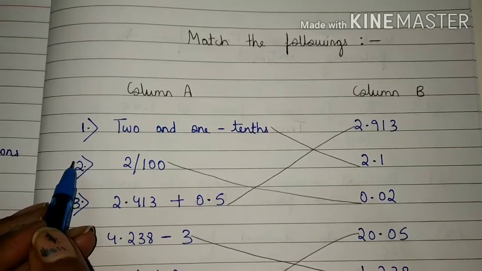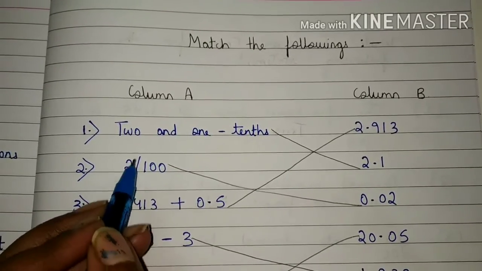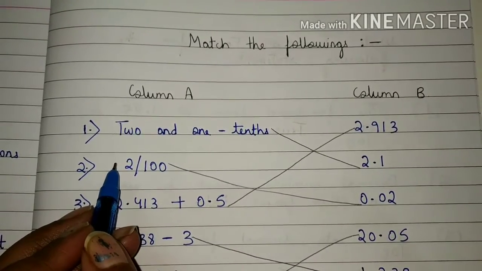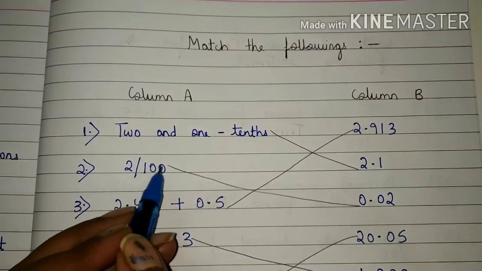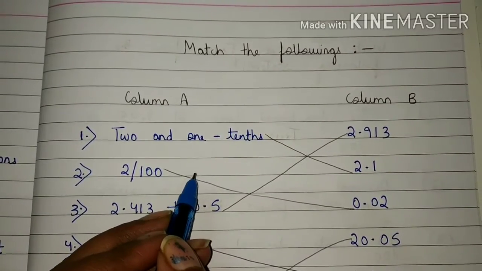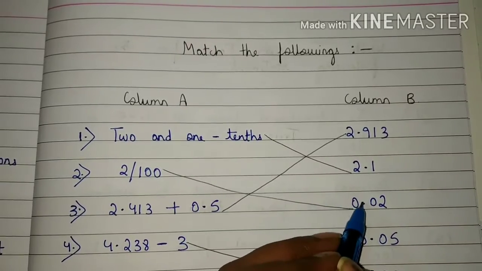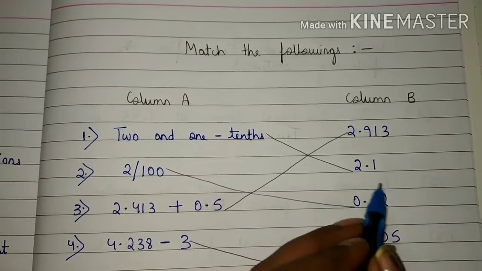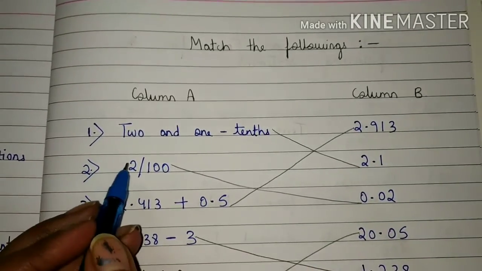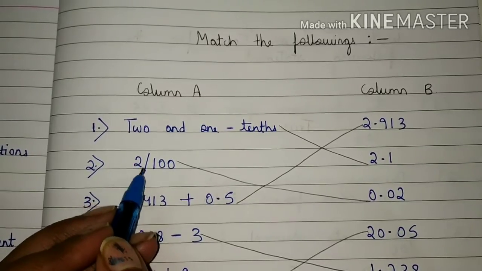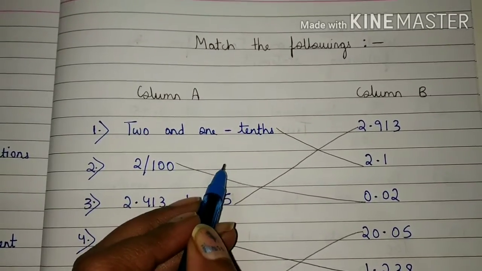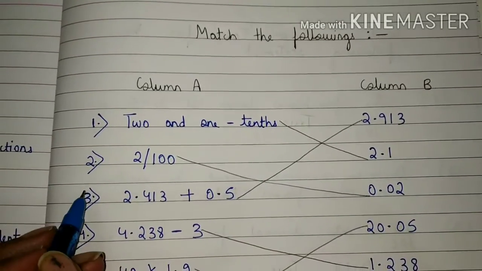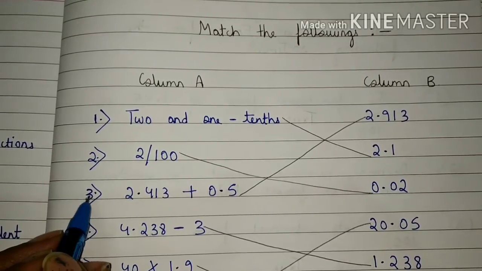Students, now come to question number 2. 2 divided by 100. Students, when you convert 2 divided by 100 into decimal number, you will get the answer 0.02. So students, 0.02 is the correct answer because when you convert 2 by 100 into decimal number, you will get the answer 0.02.